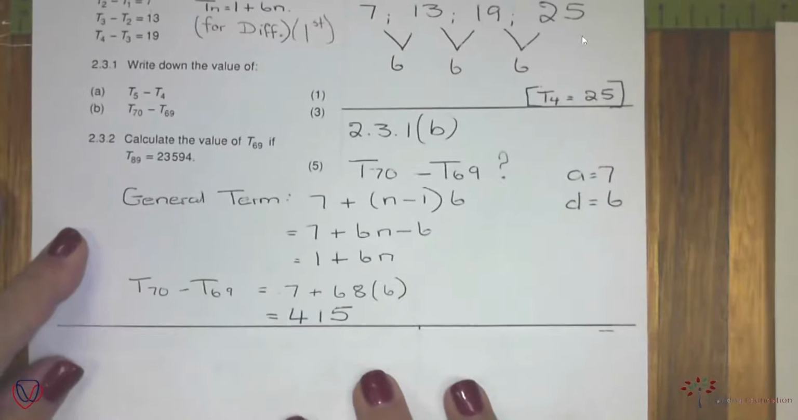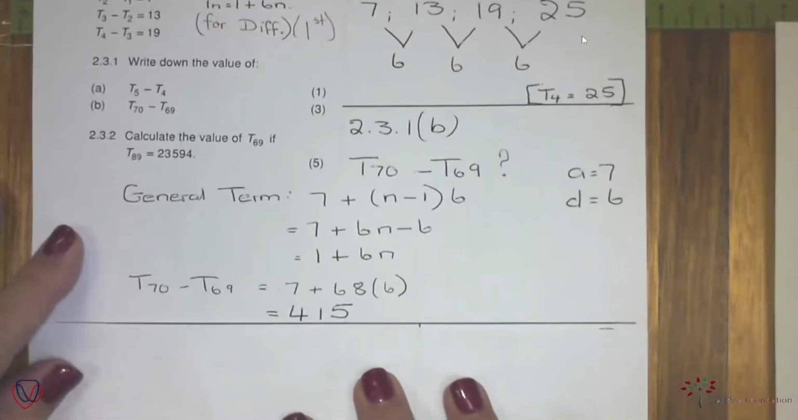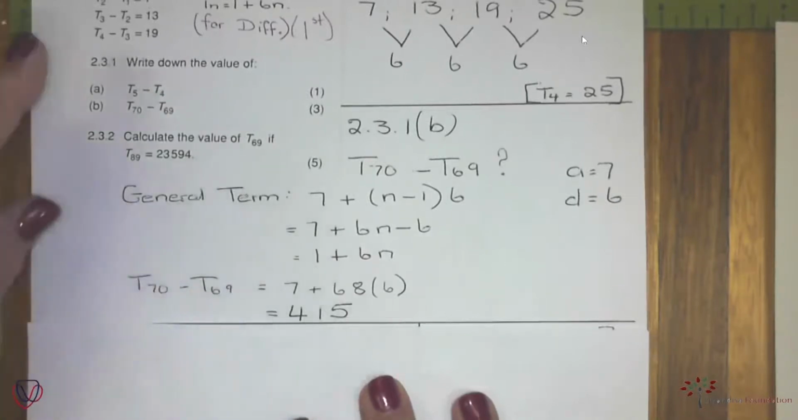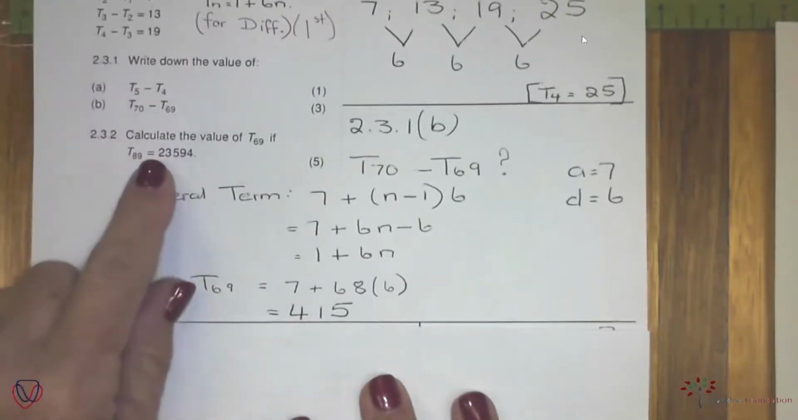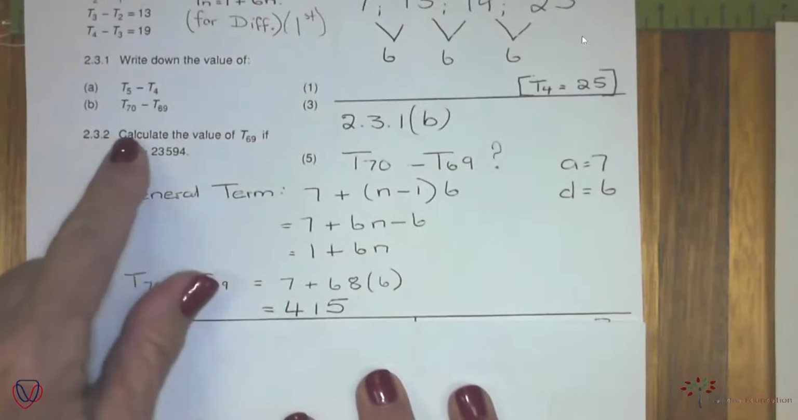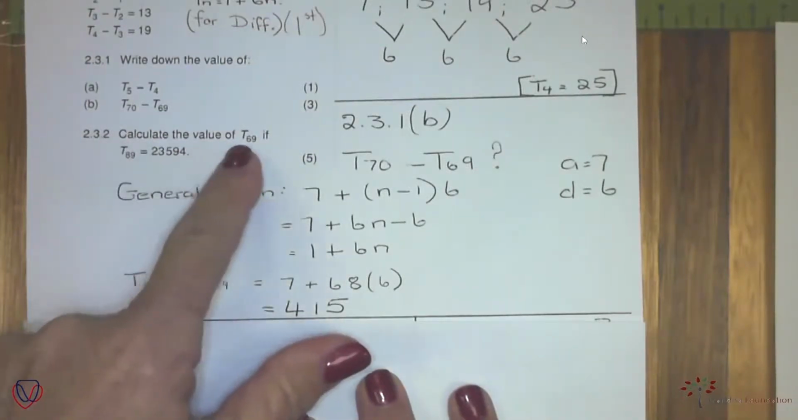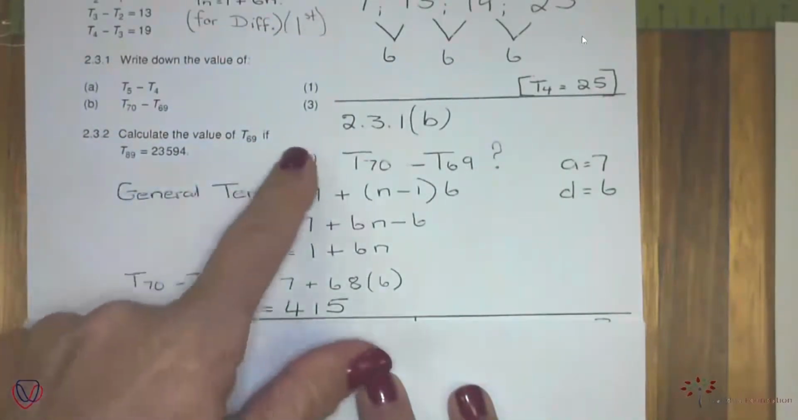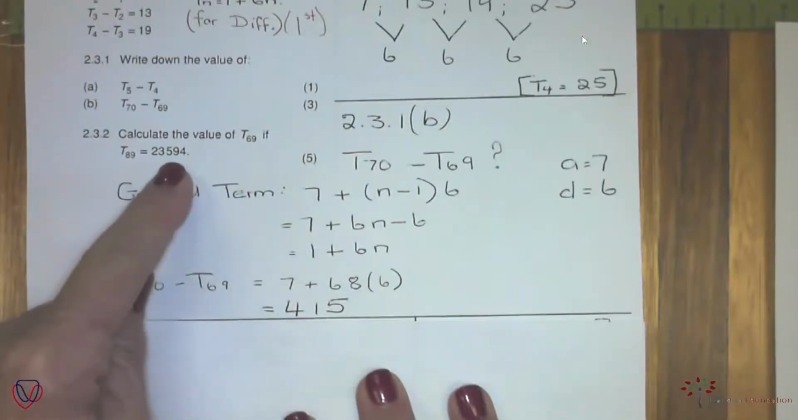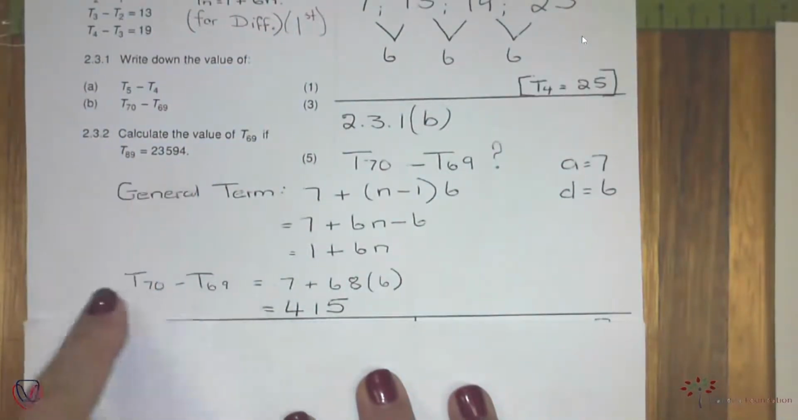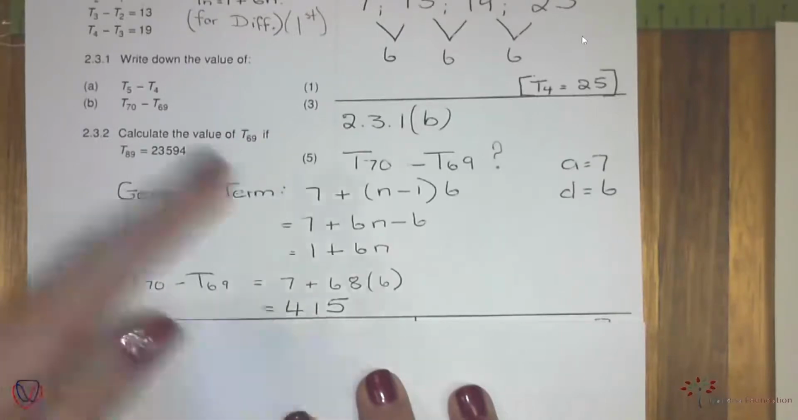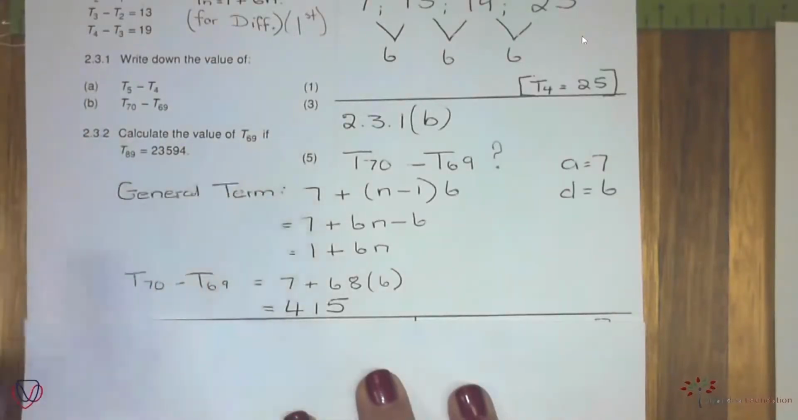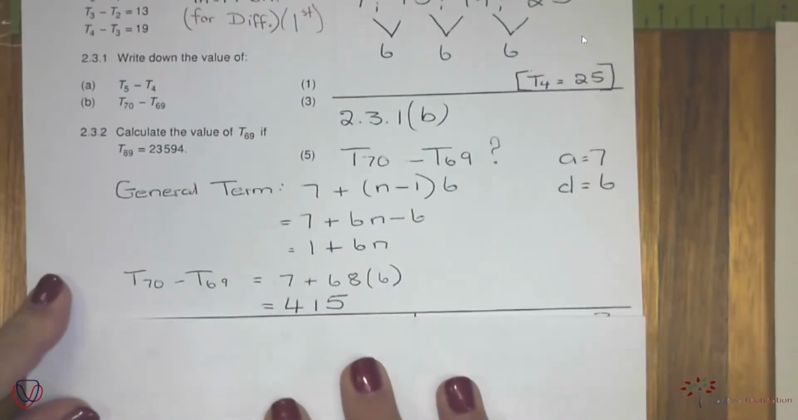Definitely a level 4 question here, because you had to see a lot of things. The next one is actually more difficult. Let's have a look at the question. 2.3.2. Calculate the value of T69 if T89 is that. This is only the difference between two terms. Now they want the value of T69. Now let's have a look what we're going to do here.